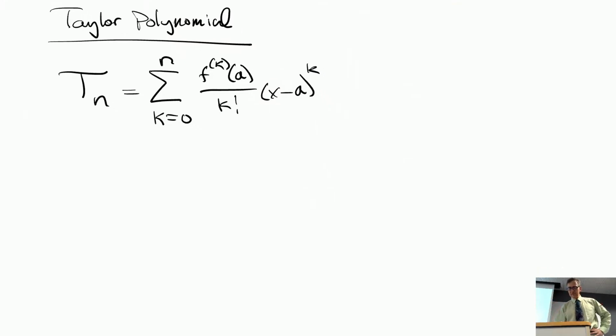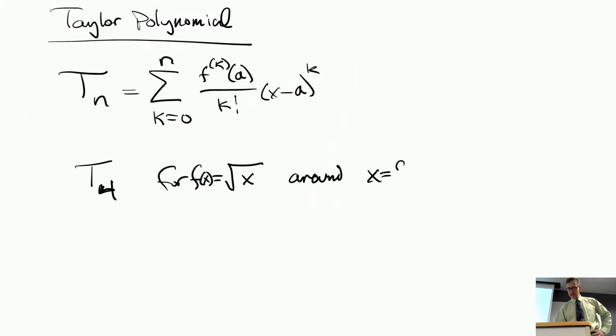And so here's how I would suggest you do this. Let us do the fourth Taylor polynomial, T sub 4, for the function. Let me just make sure that this isn't too crazy. How about, I guess square root of x isn't terrible. So we'll use square root of x for f of x around x equals, how about 9? So I want the fourth Taylor polynomial for this around x equals 9.